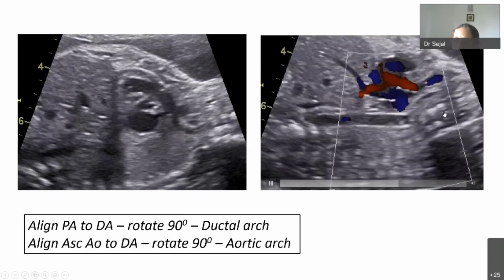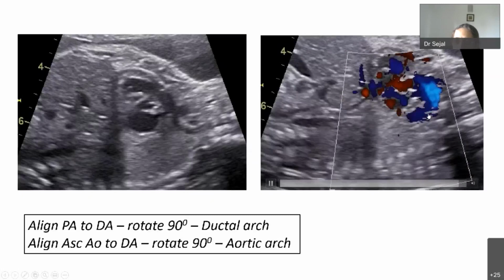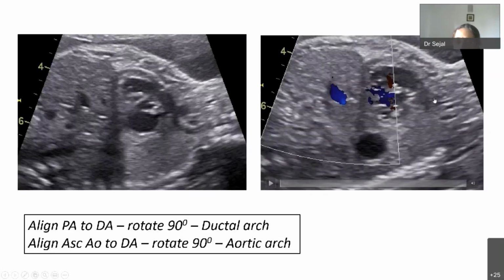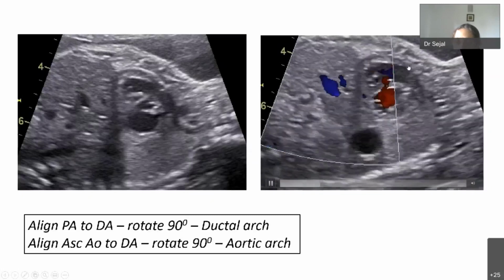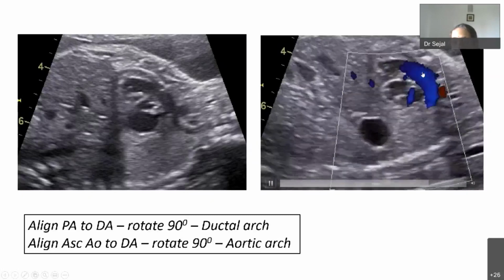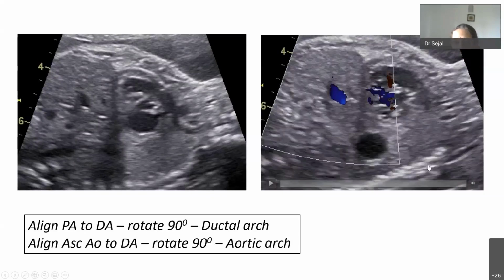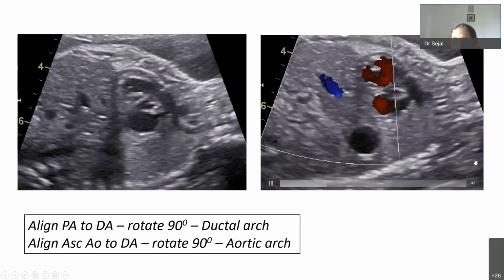How do I know that it's a ductal arch? Ductal arch is more stouter. You can see it comes anteriorly from the PA and it takes a turn and goes posteriorly. It is much bigger, stouter, and less curved compared to the aortic arch, which takes a beautiful turn and gives rise to the arch vessels, and it's a little smaller than the ductal arch.